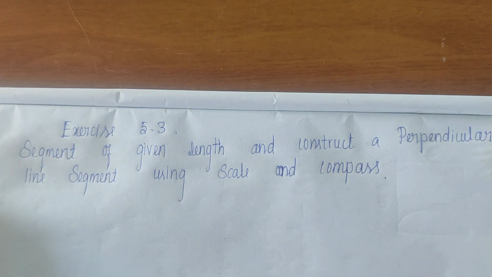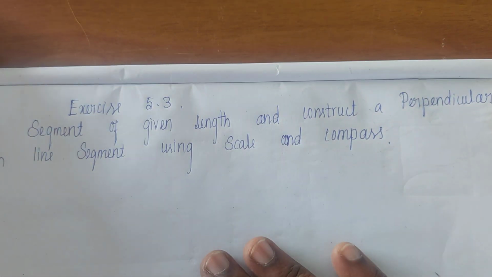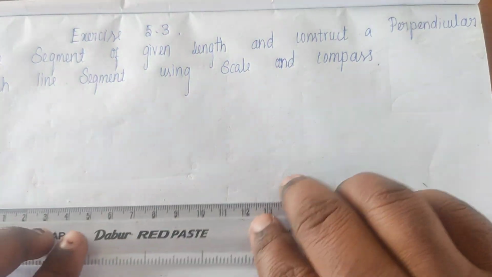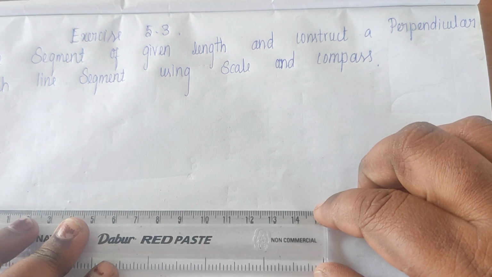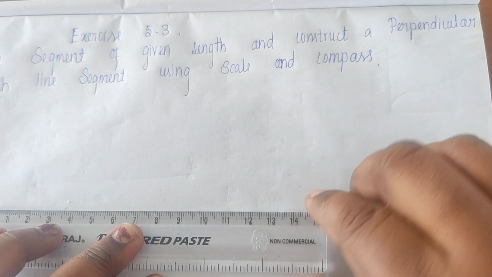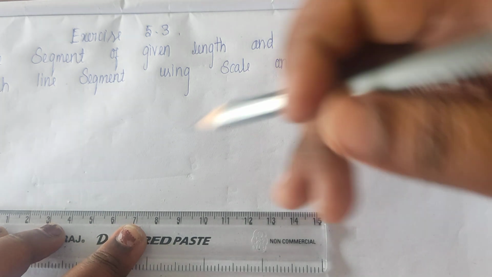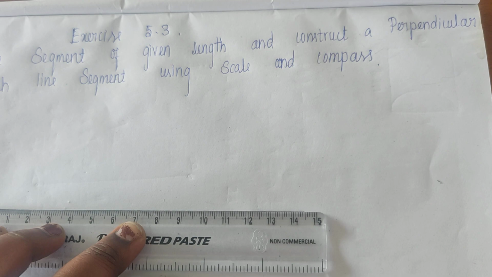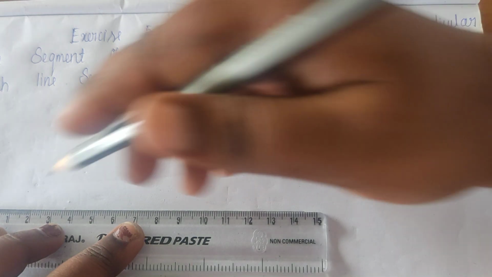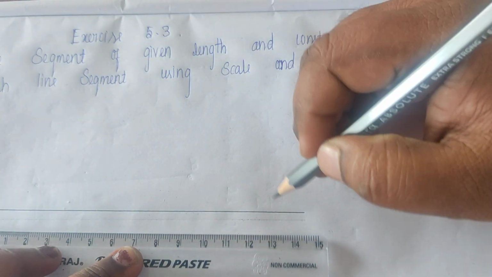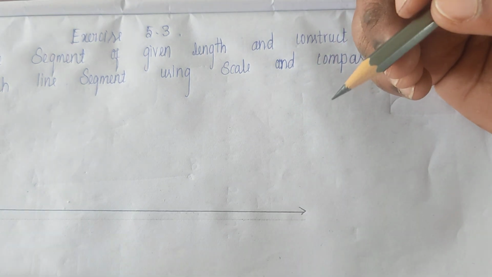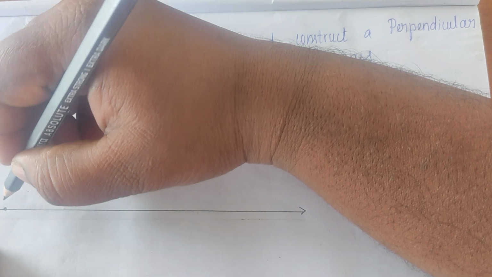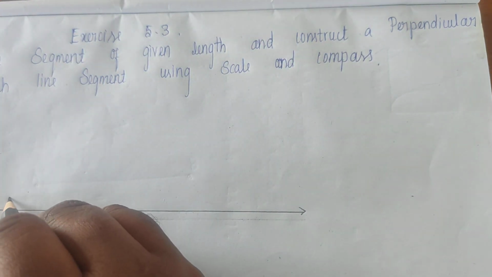Students, can you see the line? Okay. Now, can you see that line? So using the scale, draw a line. Okay, so arrows on both sides. First mark the starting point. This name is A.